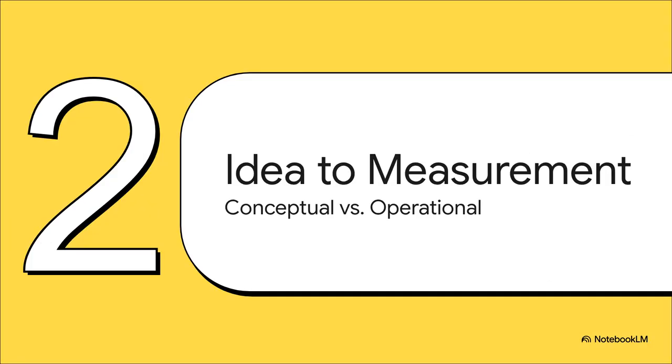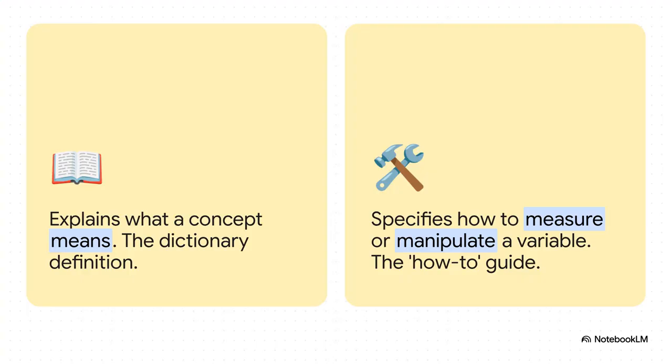Now, it's one thing to have a big idea like anxiety or intelligence, but it's a completely different challenge to actually measure it in a lab. This brings us to a really crucial step. We have to define our terms in a way we can actually work with. This is such an important distinction. On one side, you have the conceptual definition. That's just the what. It's the dictionary definition of an idea.